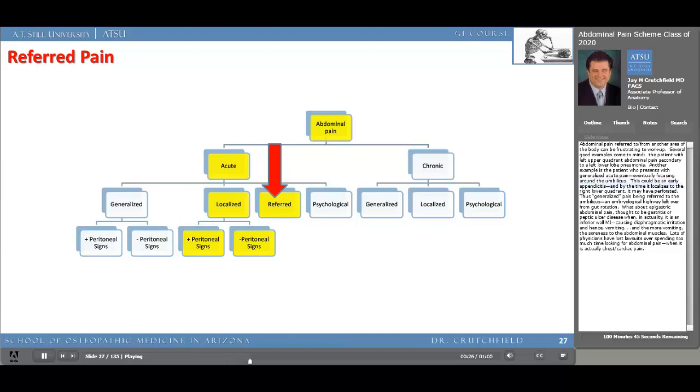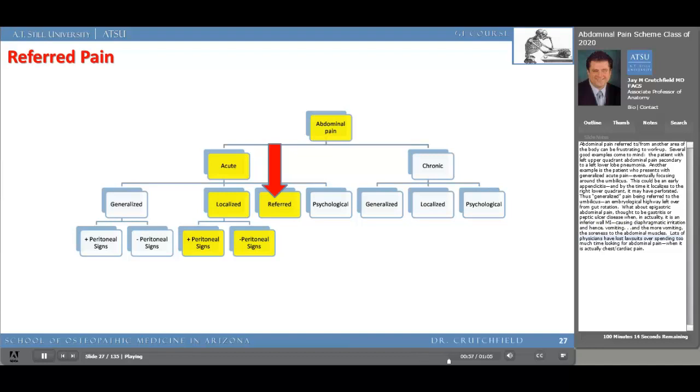But what about epigastric abdominal pain, thought to be gastritis or peptic ulcer, when in actuality it's an inferior wall MI, causing diaphragmatic irritation and hence vomiting? And the more vomiting, the more sore the abdominal muscles. Lots of physicians have lost lawsuits over spending too much time looking for abdominal pain when it's actually chest or cardiac pain. Here are some examples of diagnoses referred to the abdomen from other sources.